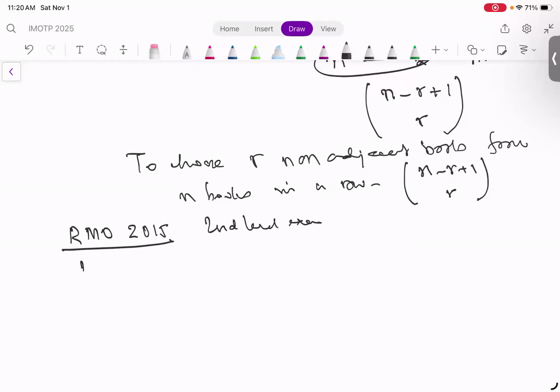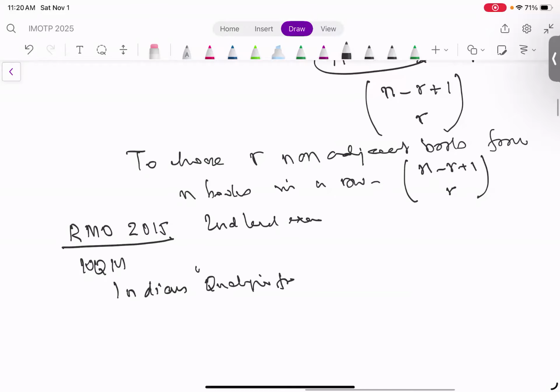So the first level exam is usually called IOQM. What is IOQM? The first level is called the Indian Olympiad Qualifier in Mathematics. Yeah, that's correct.